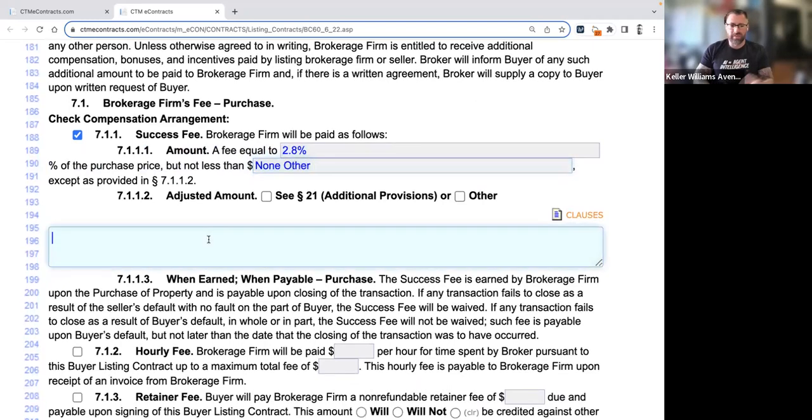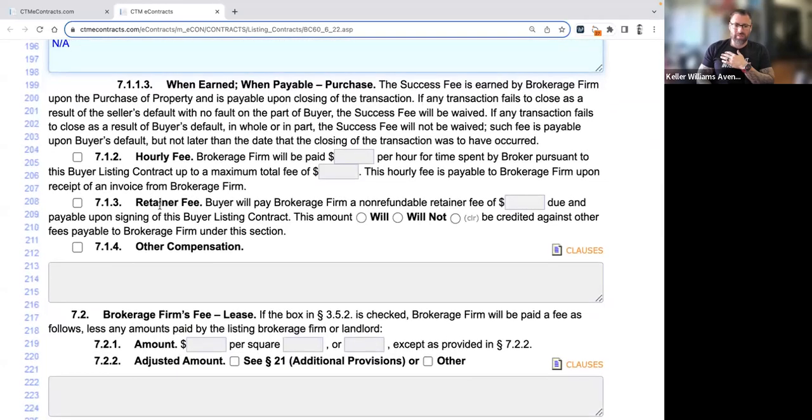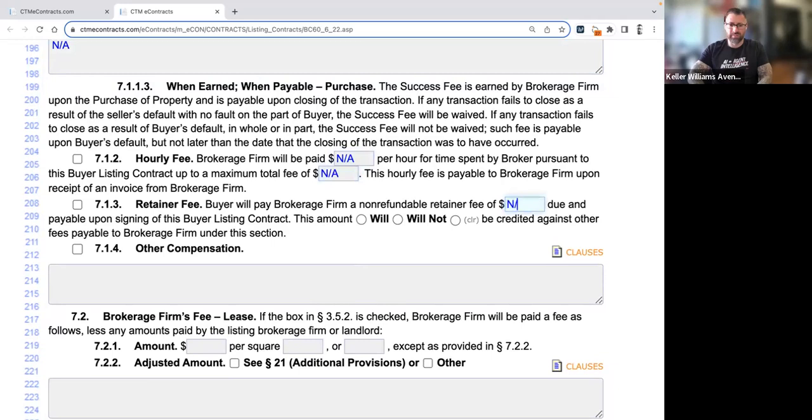I don't want anything for the adjusted amount. So that one I'm actually going to put NA. Hourly fee, retainer fee, I'm going to put NA. I'm not going to charge any hourly fees on this. There is no retainer fee.